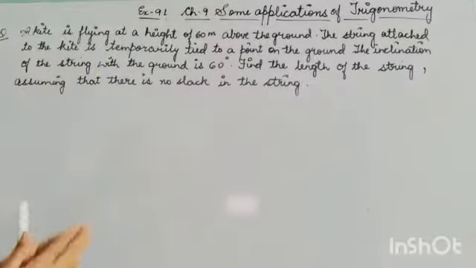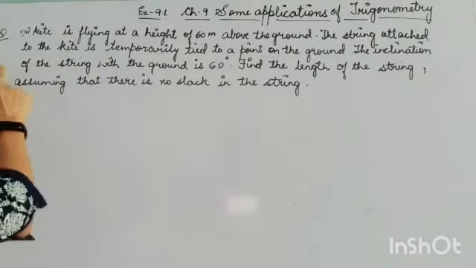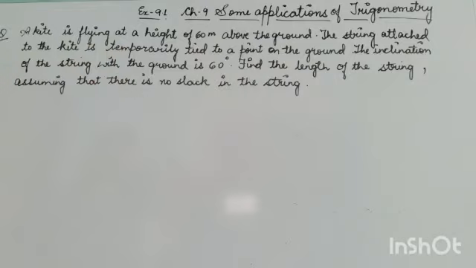Here, let's see the question. It is given here. A kite is flying at a height of 60 meters above the ground. The string attached to the kite is temporarily tied to a point on the ground. The inclination of the string with the ground is 60 degrees. Find the length of the string.